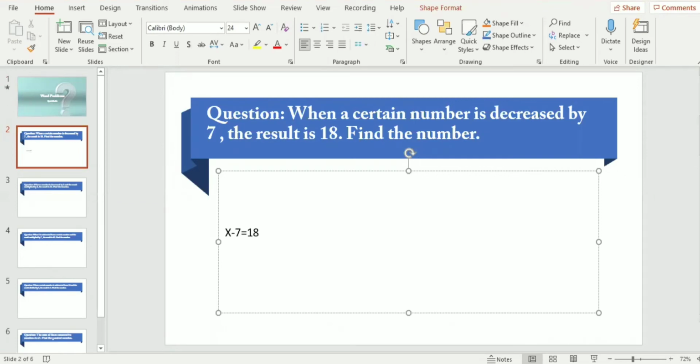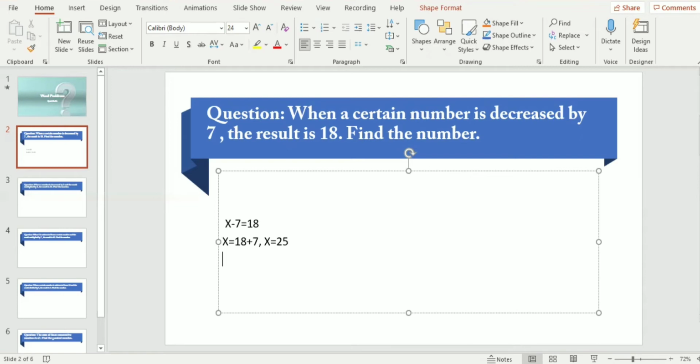In order to solve it, we are going to simply take this 7 from the left hand side to the right hand side. And as we know that whenever we move a number from one side to the other side, its sign changes. So it becomes 18 plus 7, and the final answer is 25.